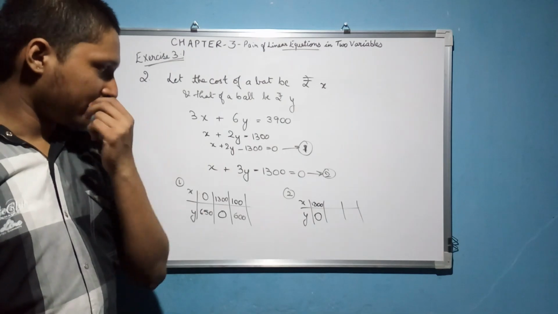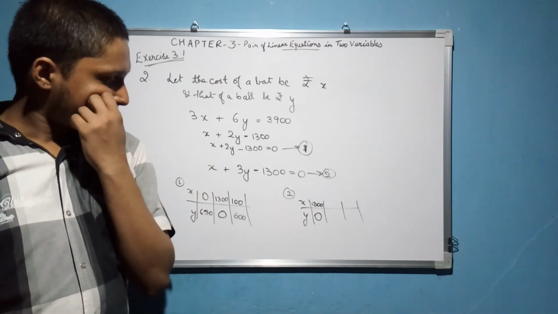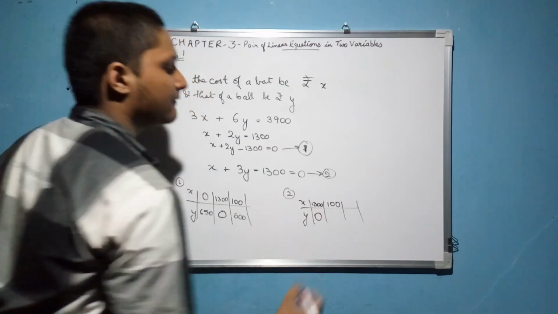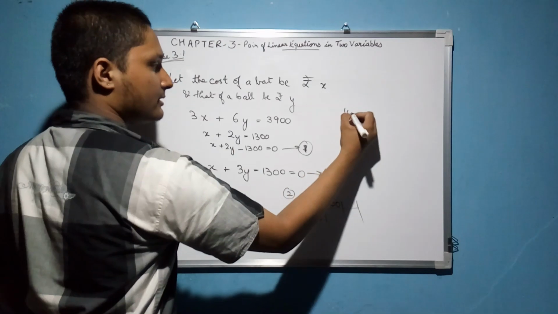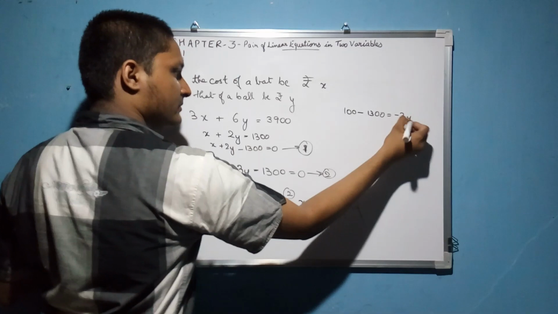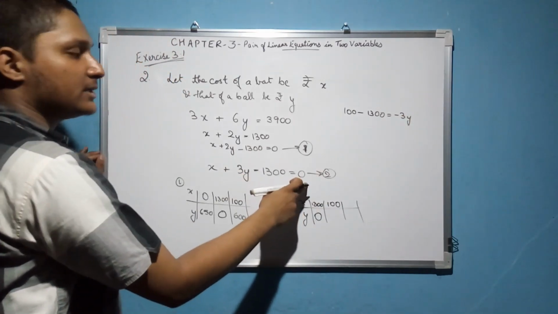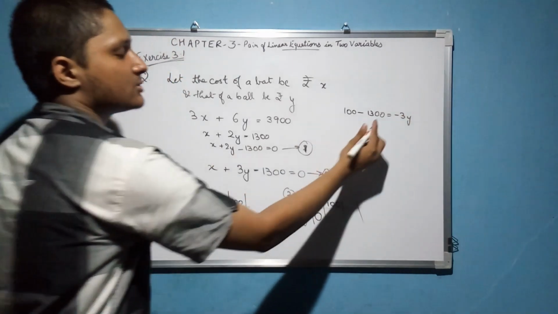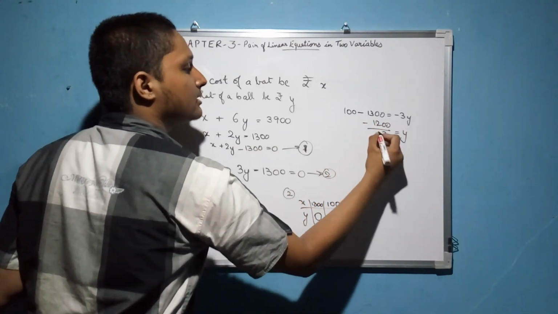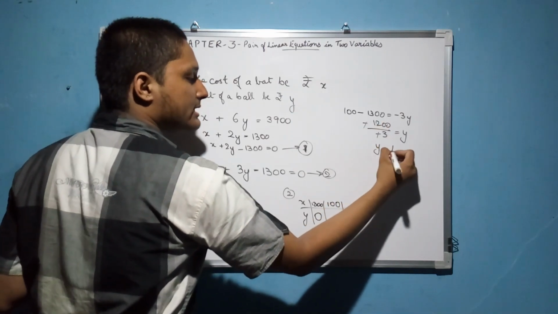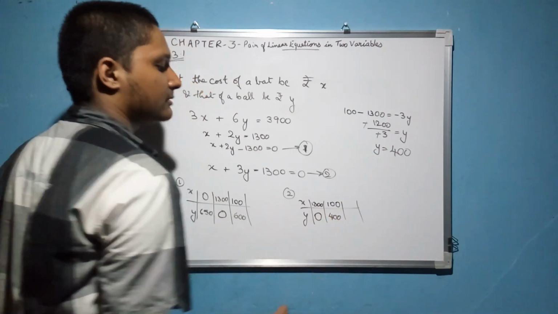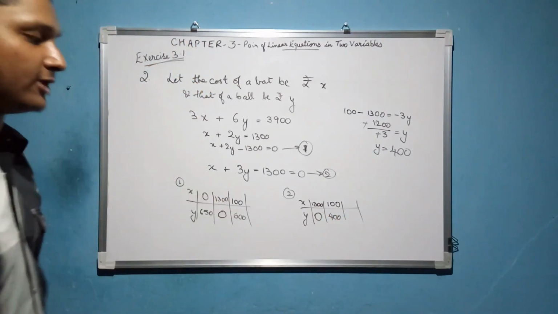Now we have one more point. For that, let me consider x to be 100. When x is 100, let me substitute and see. 100 minus 1300 is equal to minus 3y. I'm taking the 3y term to that side, it becomes minus 3y. Substituting 100, this comes to be minus 1200 divided by minus 3. Minus and minus get cancelled. You get y is equal to 400. 400 is the point you're going to get here. Similarly, I'll take one more number.